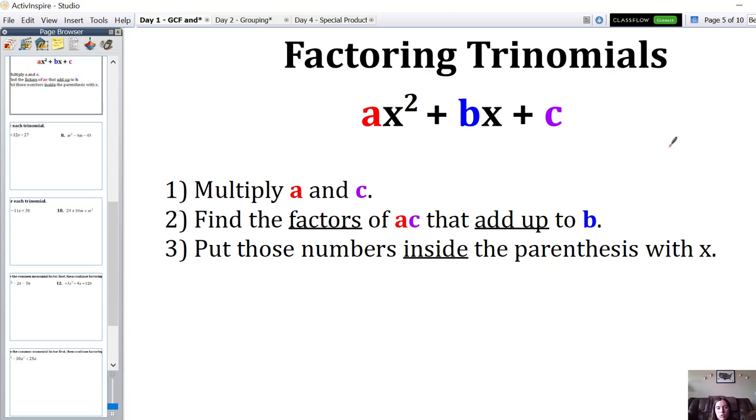When we're factoring these trinomials, the first thing you need to do is take the first number, a, and the last number, the constant, c, and multiply them together. Then we're going to find the factors of that product and see which ones add up to our middle term coefficient b. And those numbers are going to go inside of the parentheses with x. So here we go.